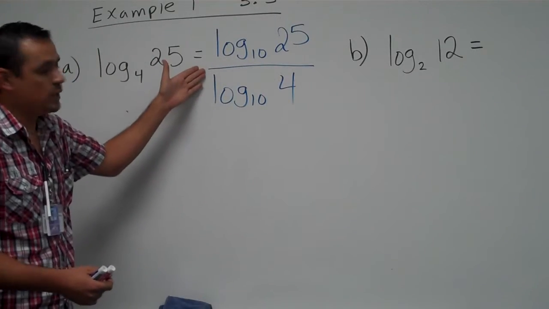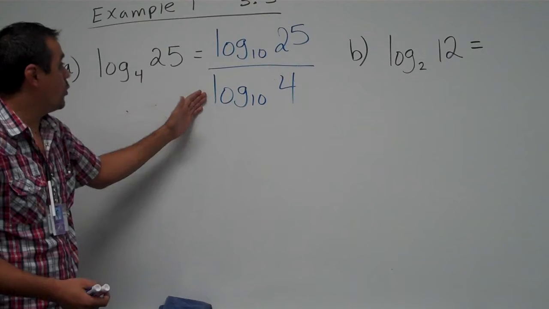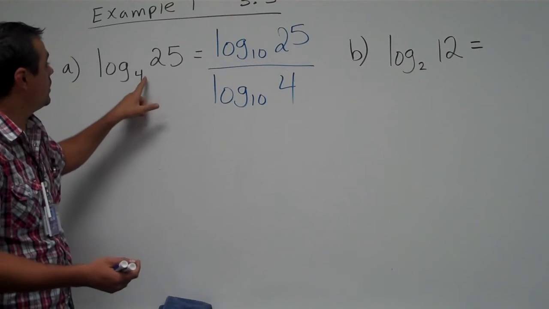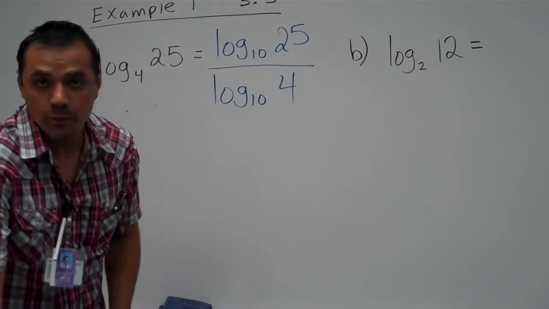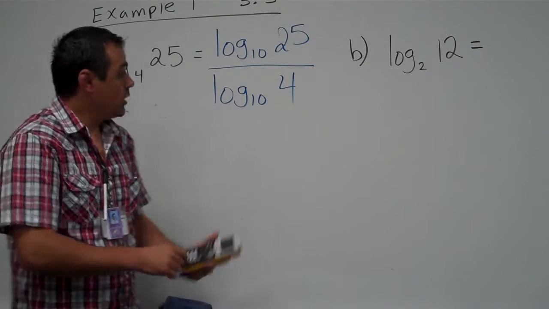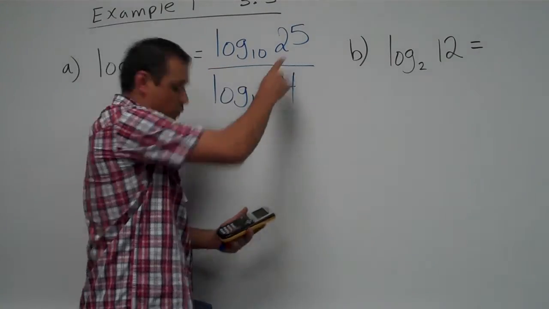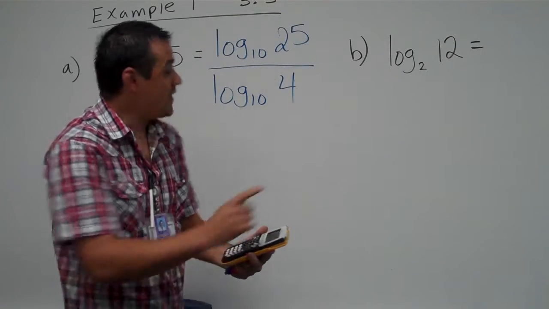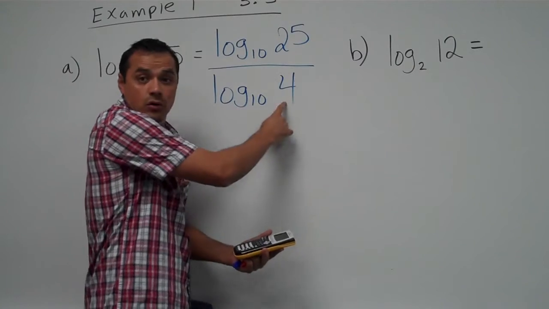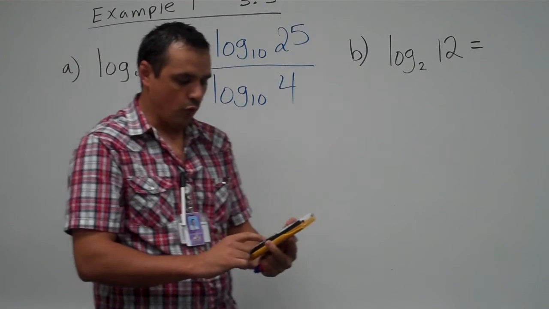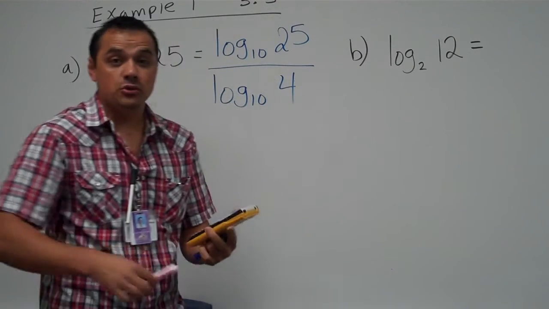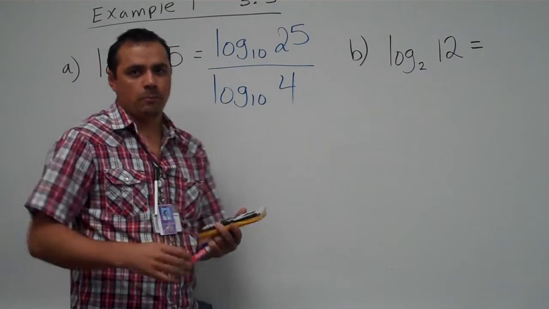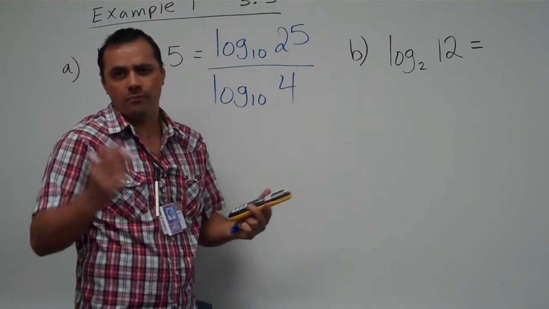So let's go ahead and do this in the calculator, and this will give you a very good approximation, depending on how well you round. We're going to say log of 25, and then we divide that by log of 4. Push enter, and it gives you this big crazy decimal. We're not going to write the whole thing. Let's just use 3 decimal places.